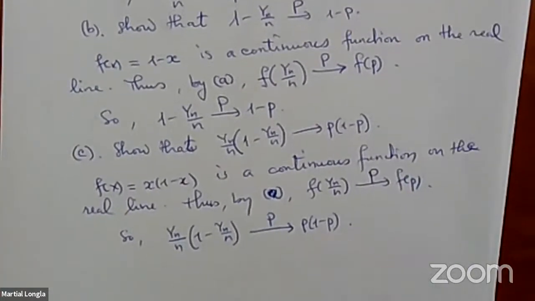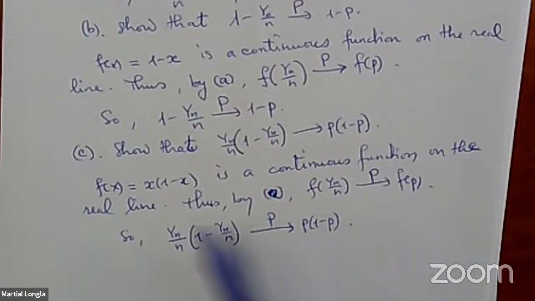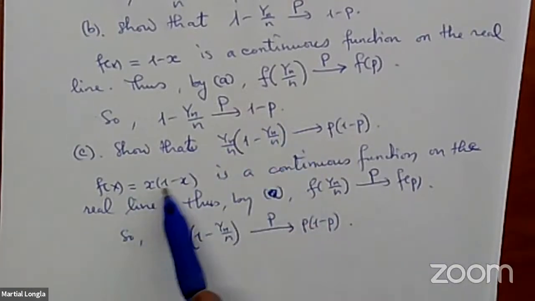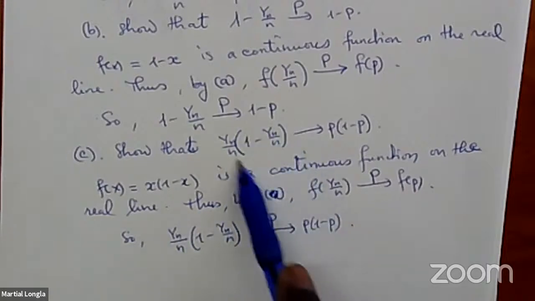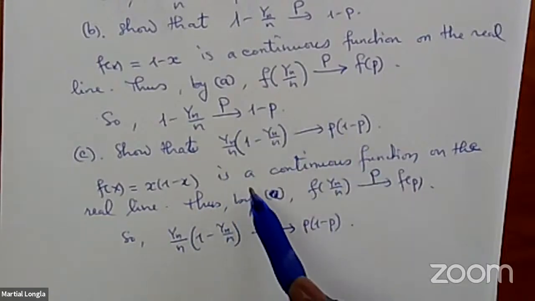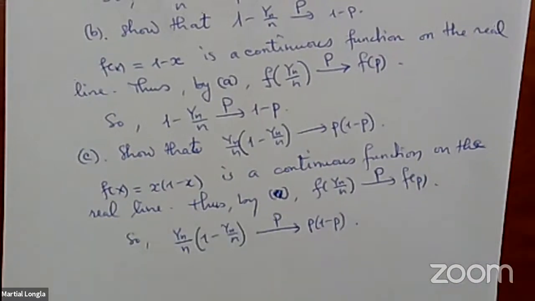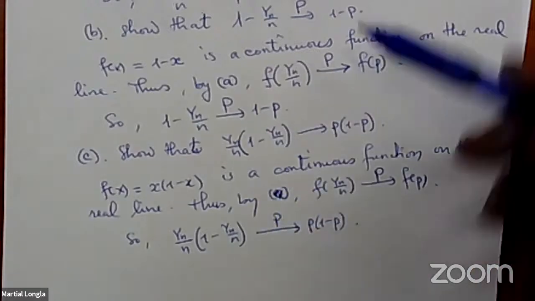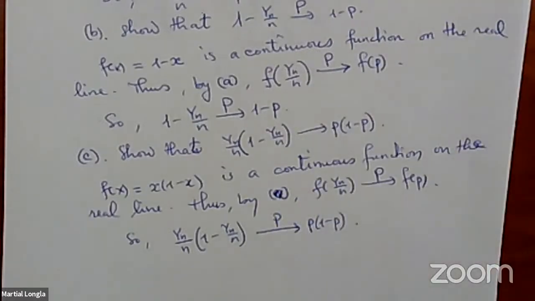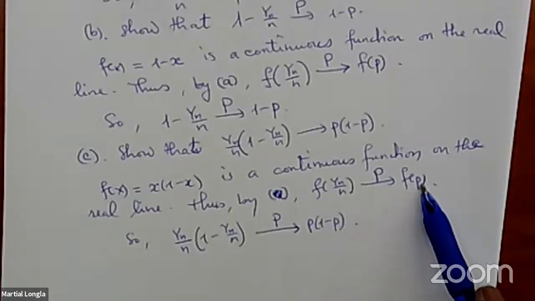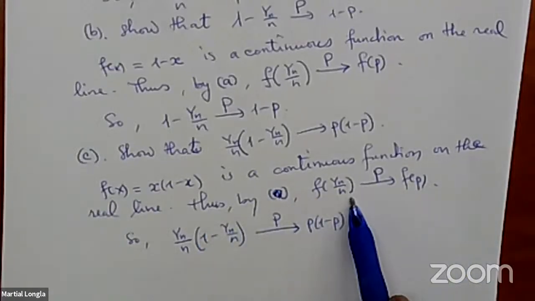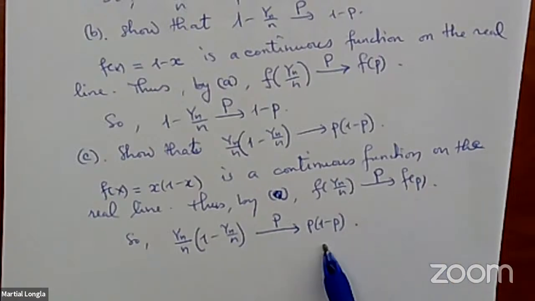And the same thing happens for the third part. I should take my function f of x is x times 1 minus x. So this is what you have. It is a continuous function on the real line. No matter what you put in for x, that function is continuous at that point. Therefore, using the same result that I have there, I can conclude that f of Yn over n converges in probability to f of p. What is f of Yn over n? This. What is f of p? That. I'm done.